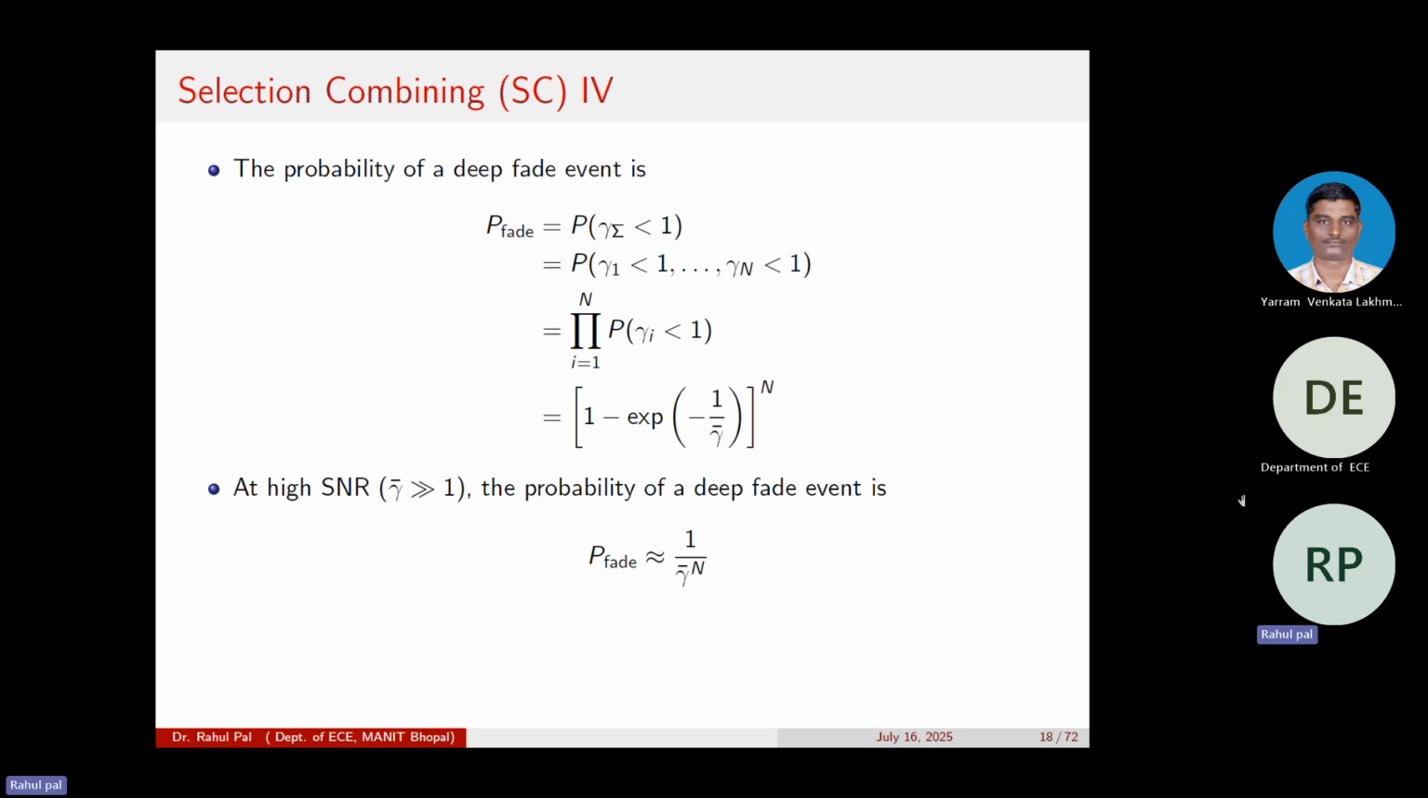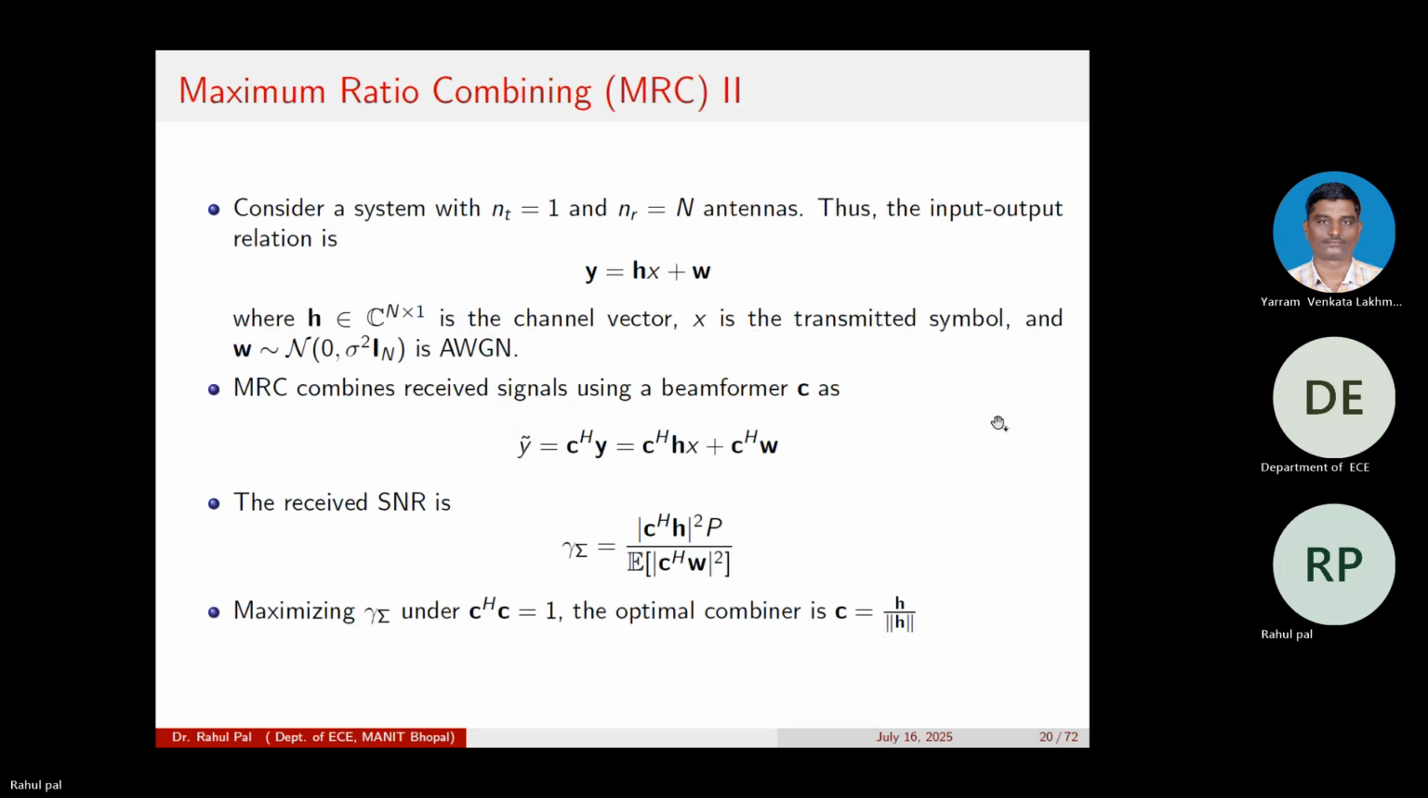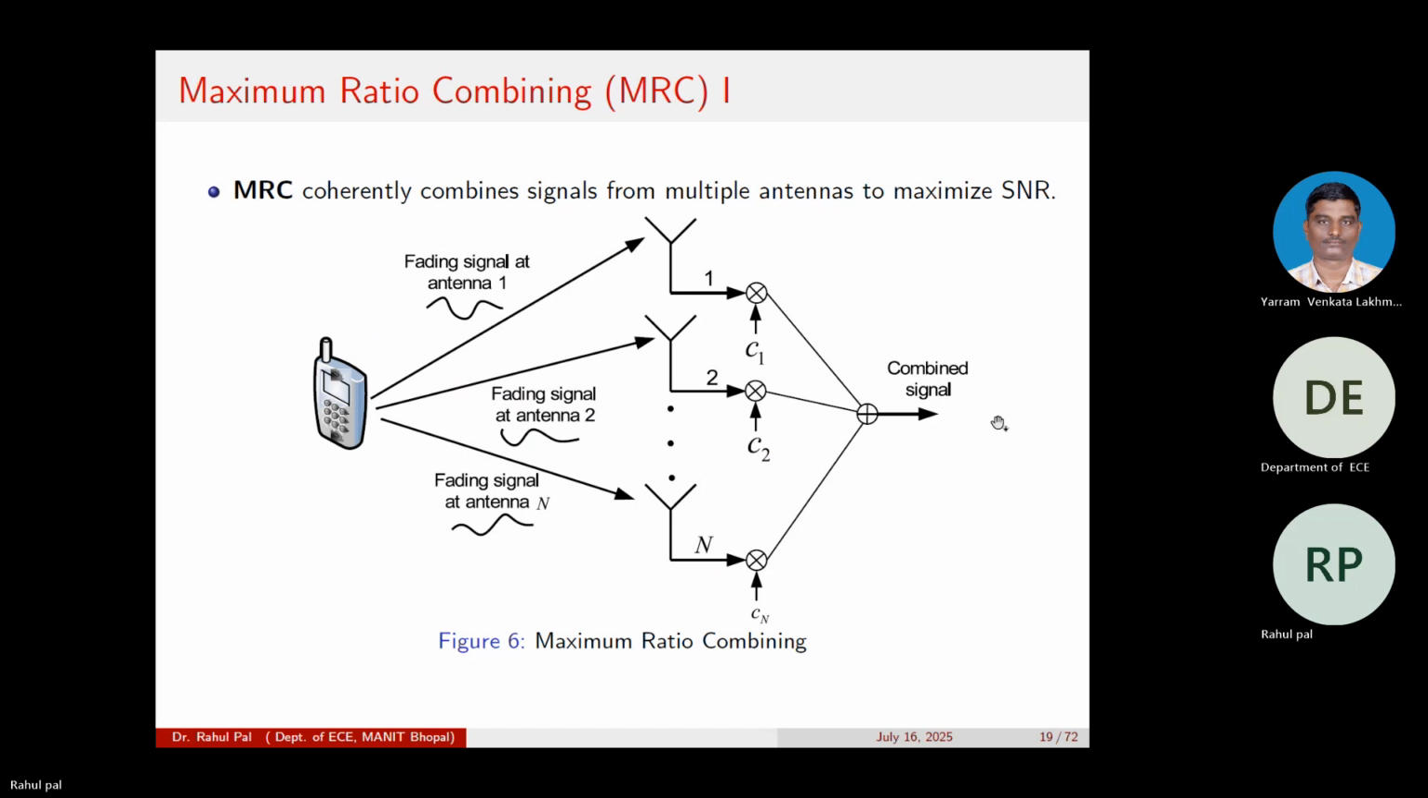Now the next one is the maximum ratio combining. You can see in the figure. So here, maximum ratio combining. There are n number of antenna elements, and n number of signals are arriving at the n receiving antennas.